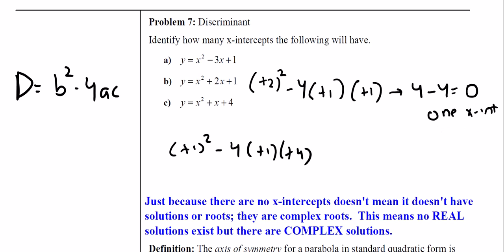And finally, here's part C. If you're wondering why we're not setting this equal to 0 and solving, it's because we're not asking for the exact intercepts. We're just asking you to describe how many x-intercepts it has.